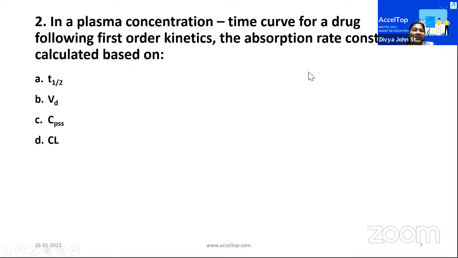in a plasma concentration time curve for a drug following first order kinetics, the absorption rate constant is calculated based on which of the following parameters? So the options are T half, volume of distribution, CPSS, which is nothing but steady state plasma concentration, and CL or clearance. So they're asking what is the relationship between the absorption rate constant of first order kinetics and these 4 parameters.